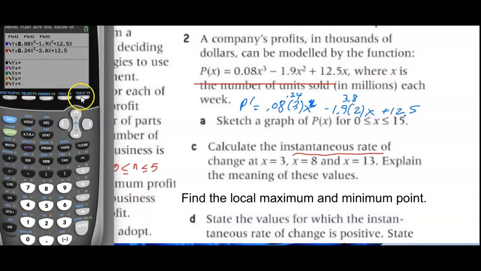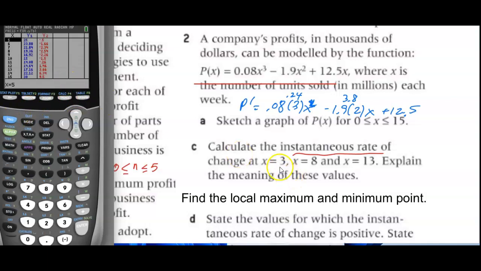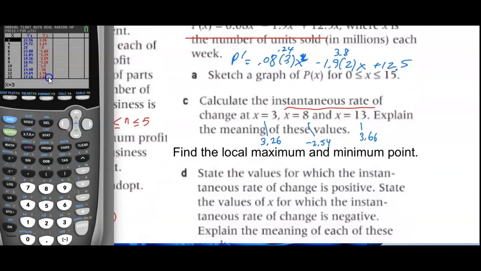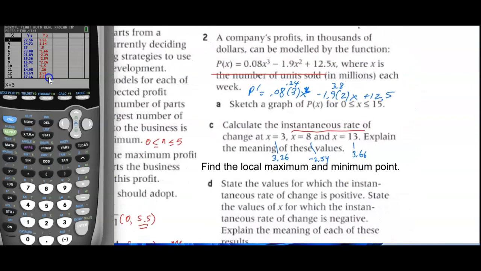And I'm going to look at the table because they asked me to give them the derivative at 3, 8, and 13. So at x equals 3, the derivative is 3.26. At x equals 8, the derivative is negative 2.54. And at x equals 13, the derivative is positive 3.66. Okay, what is the meaning of these values? So basically these are rate of change of the profit with respect to the number of units sold.